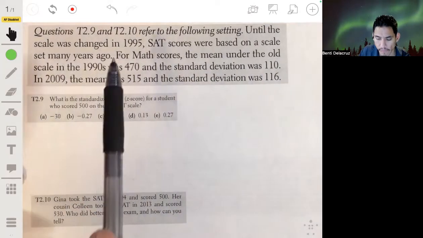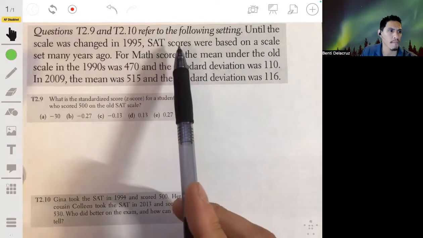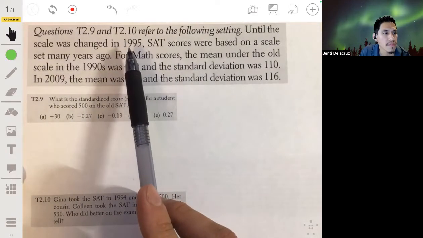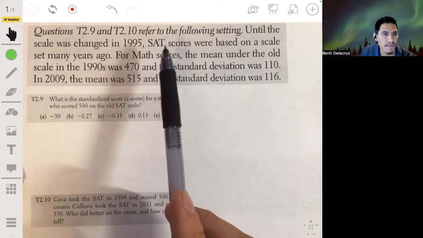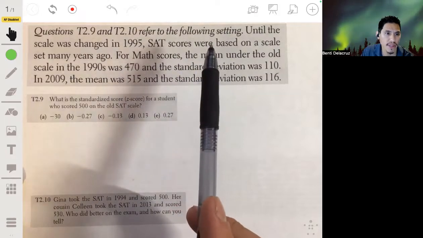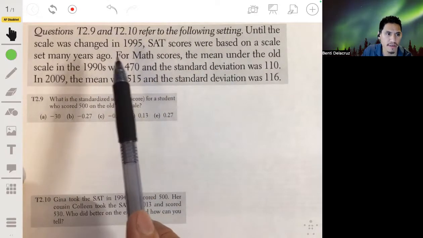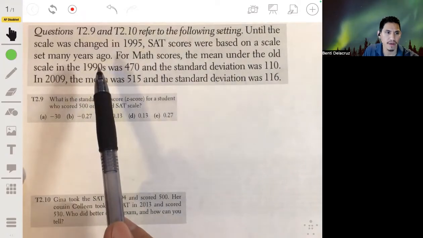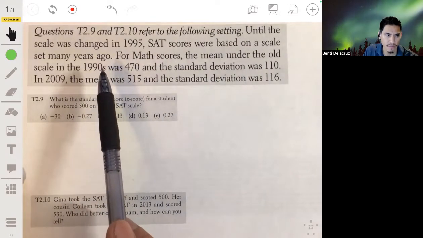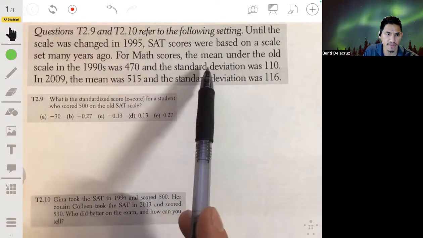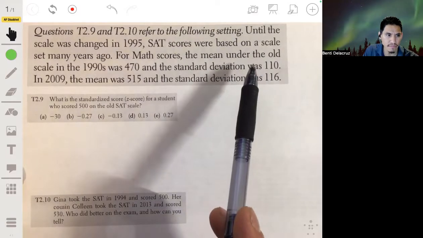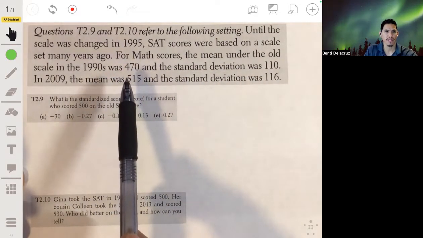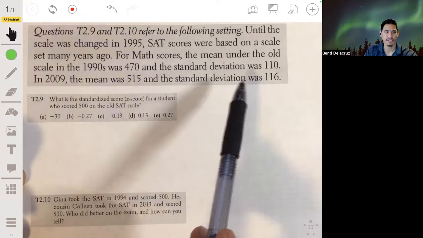So here we have the scenario where we're dealing with SAT scores, and it says that the scale was changed in 1995. Before then, they were based on a scale set many years ago. And for math scores, the mean under the old scale in the 1990s was 477, and the standard deviation for math scores was 110. And then in 2009, the mean for the math score was 515, and the standard deviation was 116.